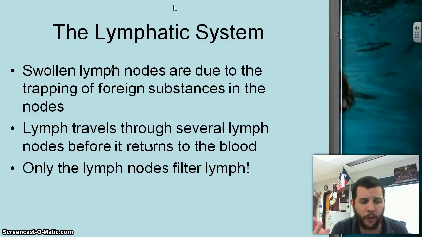We've all heard that it's possible to get swollen lymph nodes. What happens here is that the stuff that you're trapping in your lymph nodes can block the little vessels which they're trying to get through. That's going to cause you to have a swollen lymph node.